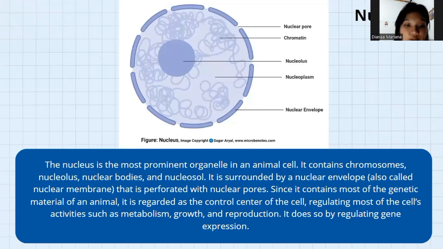The nucleus is the most prominent organelle in an animal cell. It contains chromosomes, nucleolus, nuclear bodies, and nucleosome. It is surrounded by a nuclear envelope, also called nuclear membrane, that is perforated with nuclear pores. Since it contains most of the genetic material of the animal, it is regarded as the control center of the cell, regulating most of the cell's activities such as metabolism, growth, and reproduction. It does so by regulating gene expression.